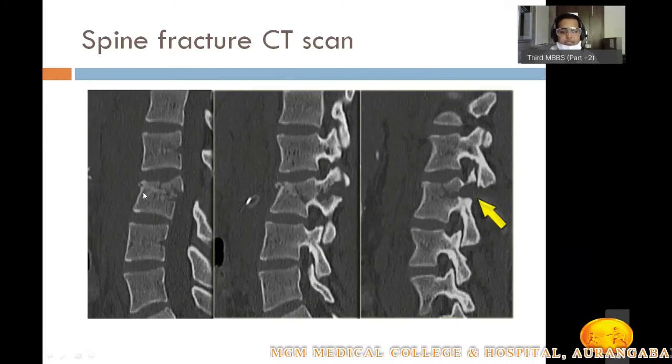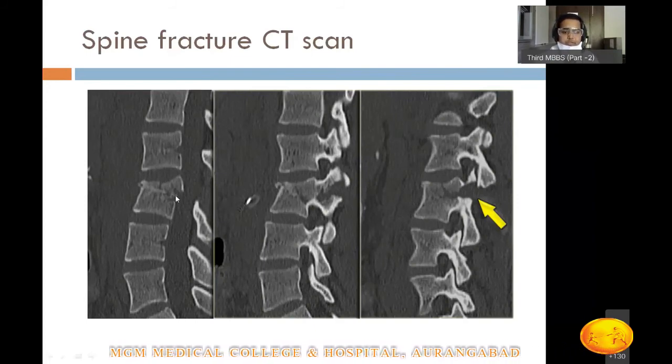CT scan is also done mostly in patients who are planned for surgical evaluation or surgical intervention. To evaluate the bony anatomy of a fracture and to plan the surgery, we usually do a CT scan.